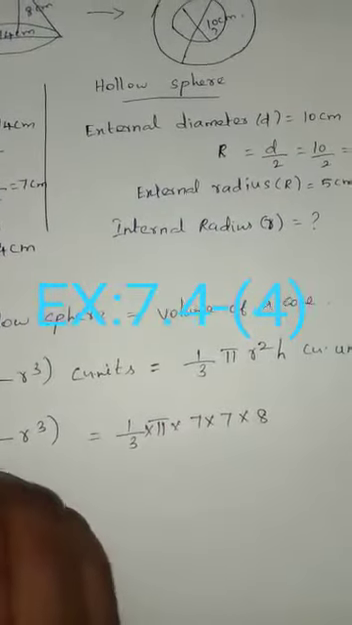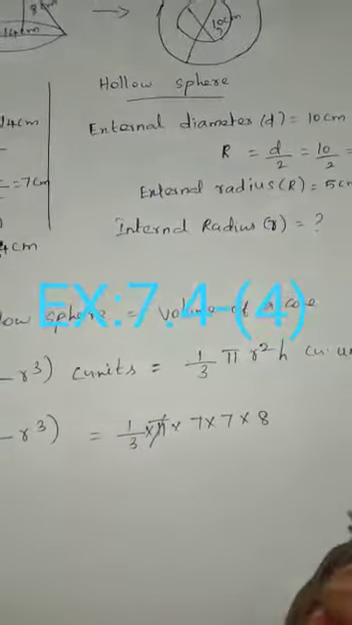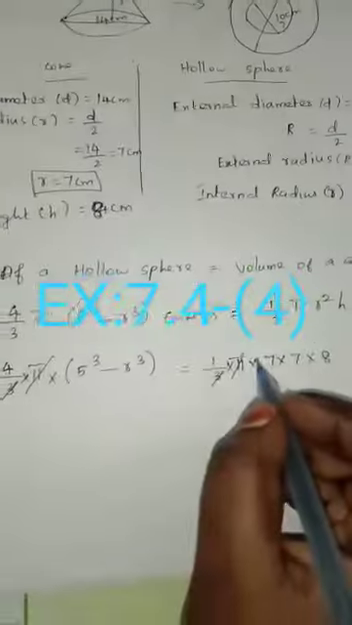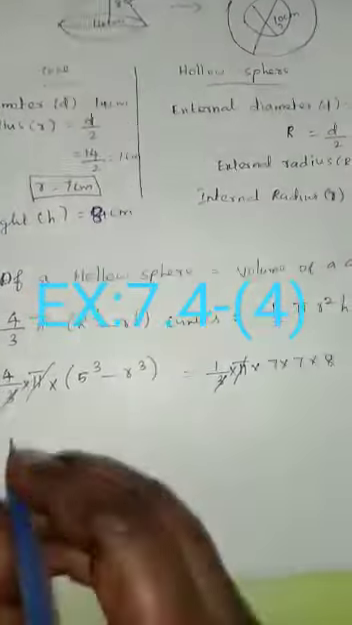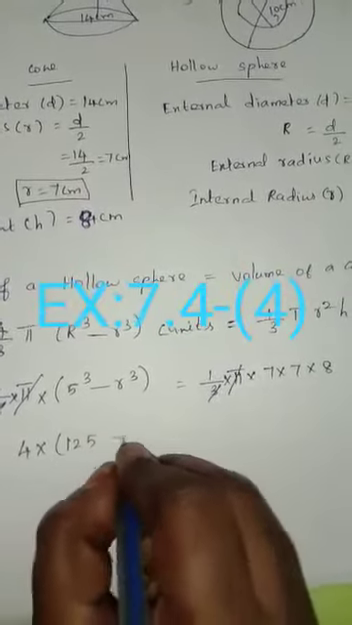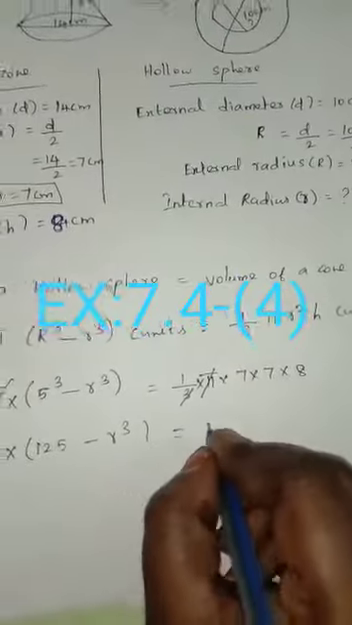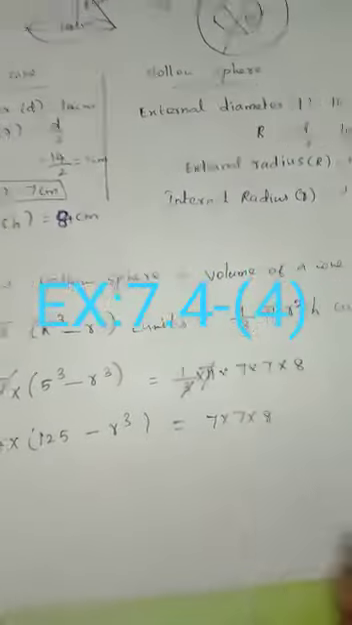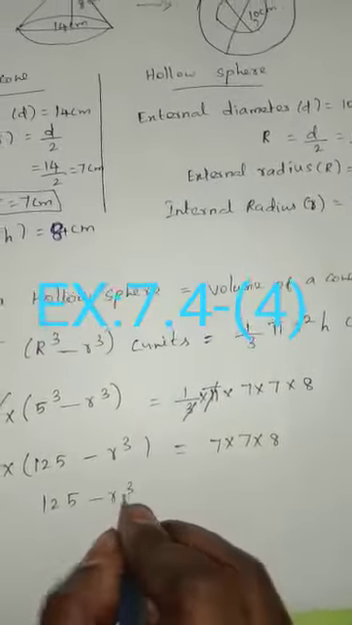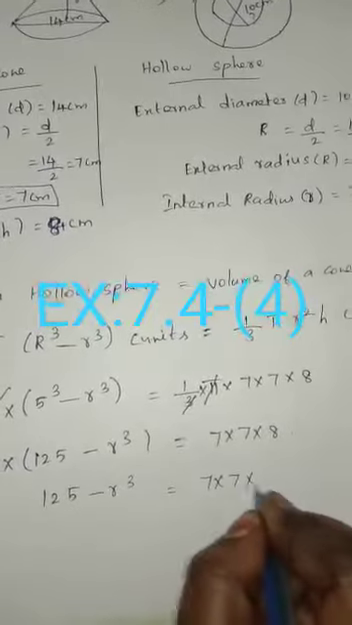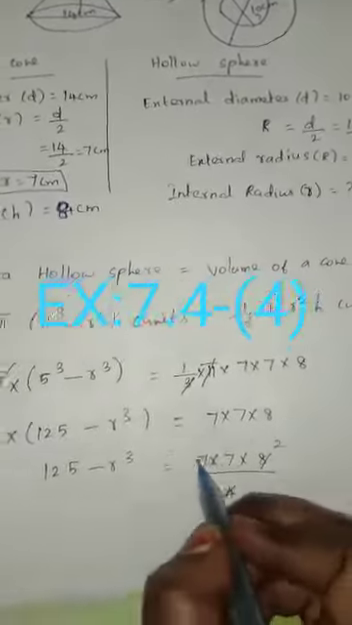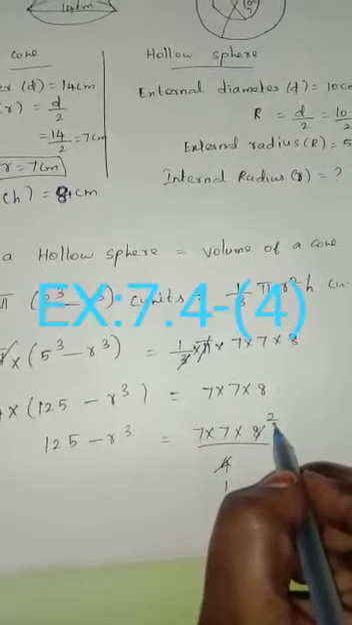Here on both sides we have pi, so pi cancels. Next, divided by 3 cancels. Pi cancels, 3 cancels. Here 4 into 5 cube. 5 cube is 125 minus r cube equal to 7 into 7 into 8. The 4 changes sides, which means it changes to division. 125 minus r cube equal to 7 into 7 into 8 divided by 4. 1 4 is 4, 2 4s are 8. 7 7s are 49, 49 2s are 98.